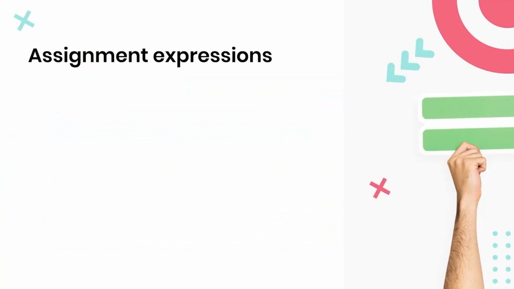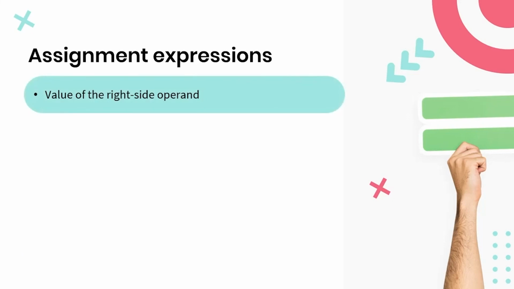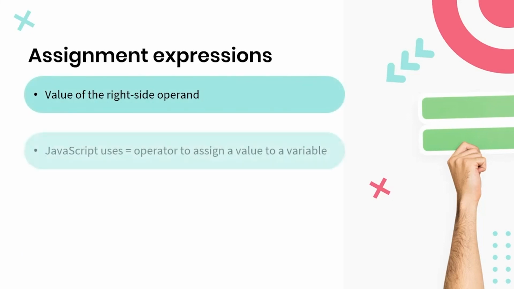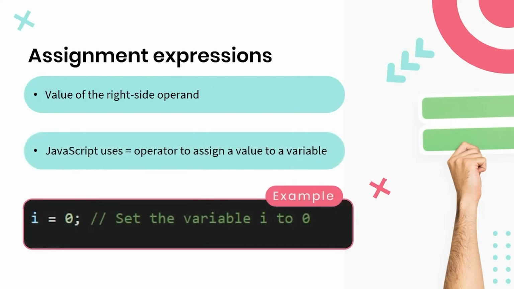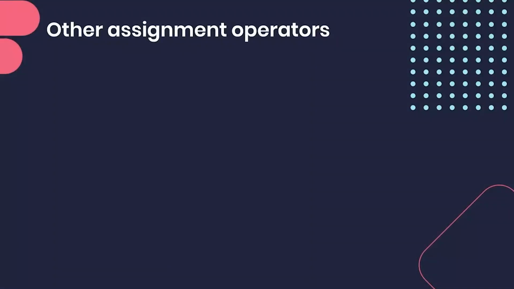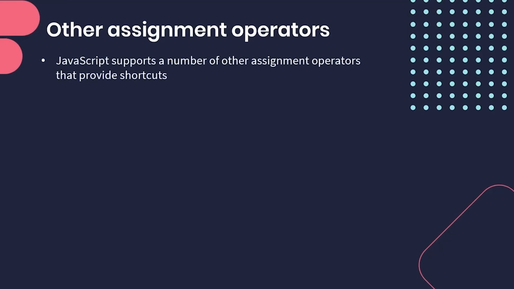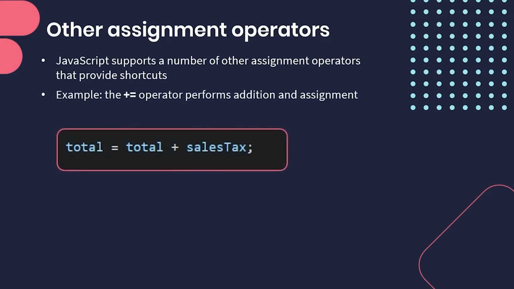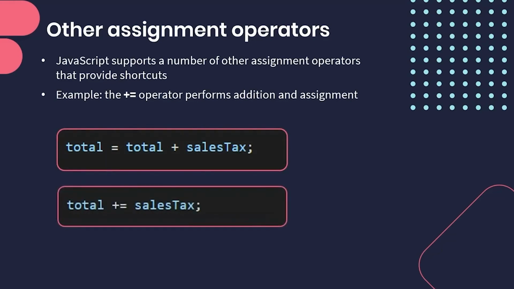Let's talk about assignment expressions now. The value of an assignment expression is the value of the right side operand. JavaScript uses the equal sign operator to assign a value to a variable or property, as seen in this example. Besides the normal equal to assignment operator, JavaScript supports a number of other assignment operators that provide shortcuts by combining assignment with some other operation. For example, the += operator performs addition and assignment, and in this example, the first expression is equivalent to the second one.